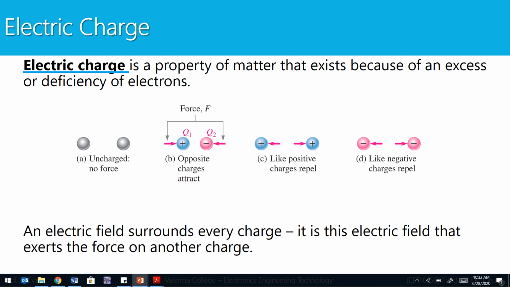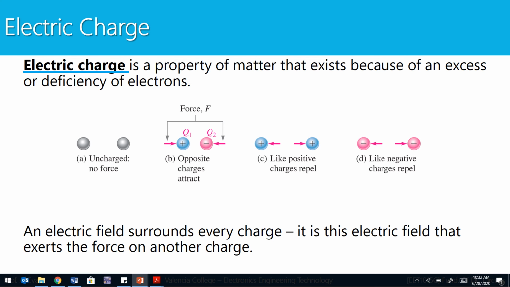Electric charge is a property of matter that exists because of an excess or deficiency of electrons. So if you think back to perhaps a high school chemistry course that you've taken, you studied electrons, protons, and neutrons, and you studied the idea of opposite charges attracting or like charges repelling. So if you have two positive charges, they repel each other. If you have two negative charges, they repel each other. But if you have one positive charge and one negative charge, they attract.